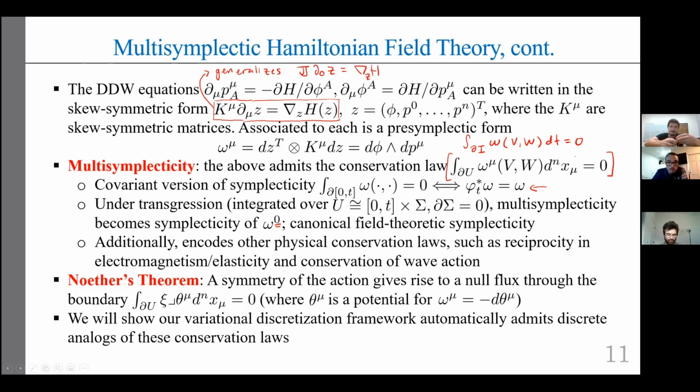It also encodes various other kinds of conservation laws, such as reciprocity and conservation of wave action. So the notion of multisymplecticity, I don't think it's that well understood yet. We understand that it reproduces symplecticity, it gives some kind of canonical notion of symplecticity, but the actual implications of the geometry aren't that well understood yet, at least based on my understanding. And we have similar Noether's theorems as we saw in mechanics.